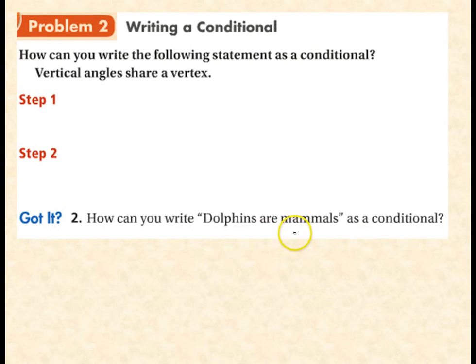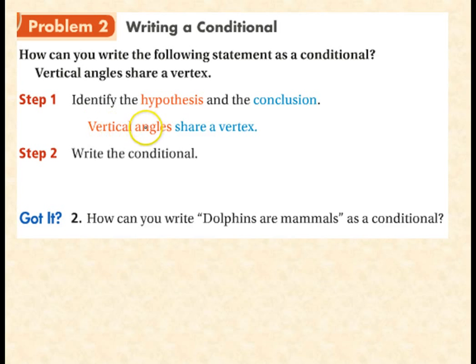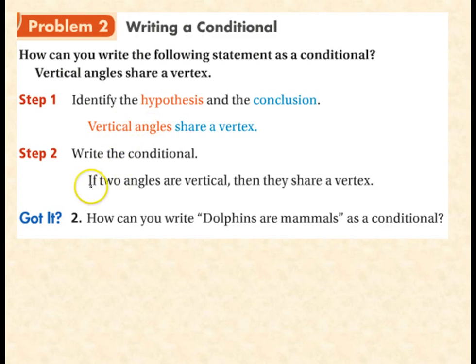How can you write the following statement as a conditional? Vertical angles share a vertex. See, that's not an if-then format, is it? But we need to identify the hypothesis and the conclusion. Vertical angles share a vertex. So, if two angles are vertical, then they share a vertex.